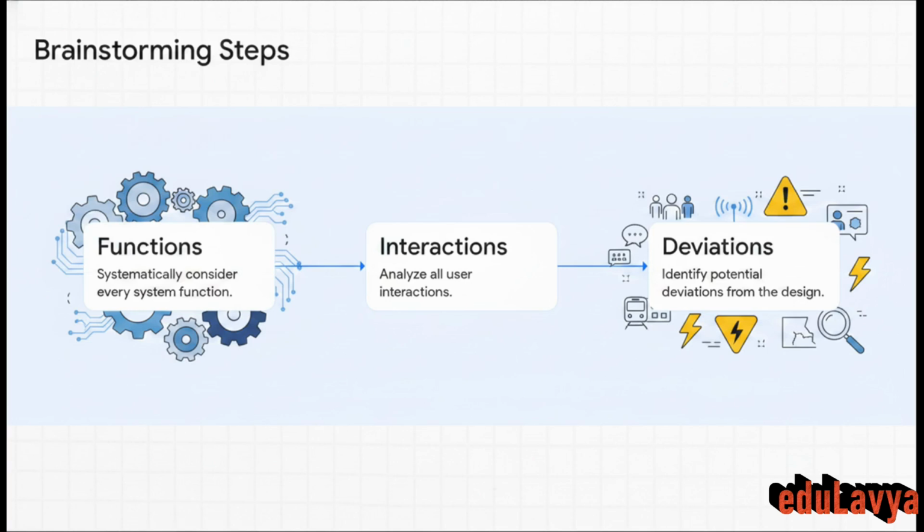Step 1. The engineering team systematically considers every system function. They isolate exactly what the control system is supposed to achieve. Step 2. They analyze all user interactions. How does a signaler or a train driver actually engage with this system out there in the real world? And Step 3. They identify potential deviations. The experts actively look for ways the system might behave differently than intended, figuring out if each deviation represents a genuine hazard that requires mitigation.